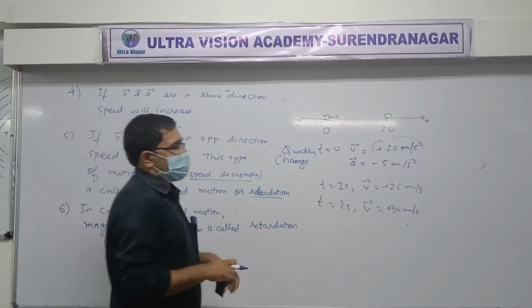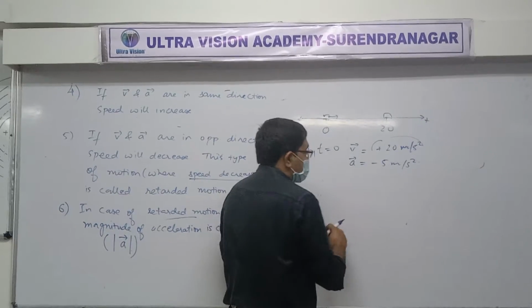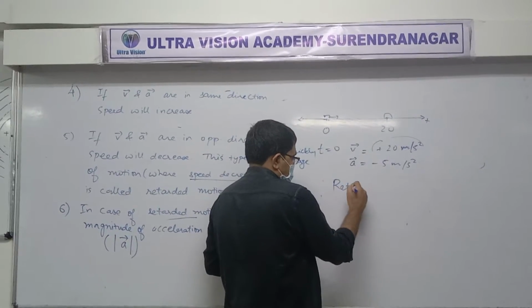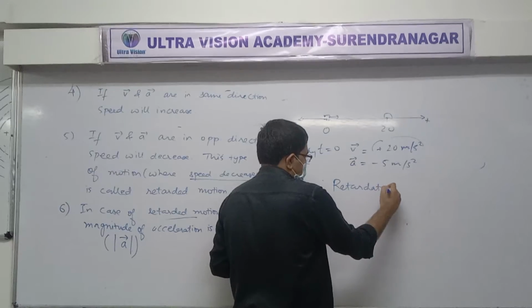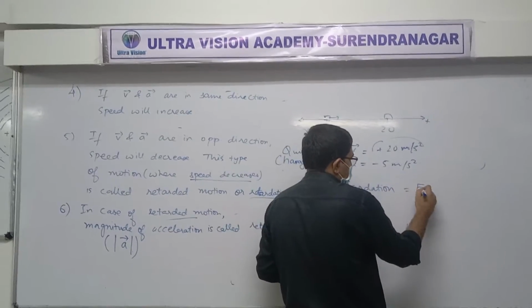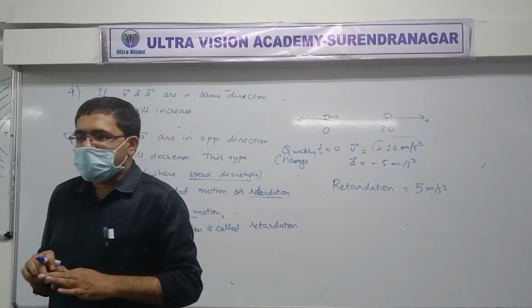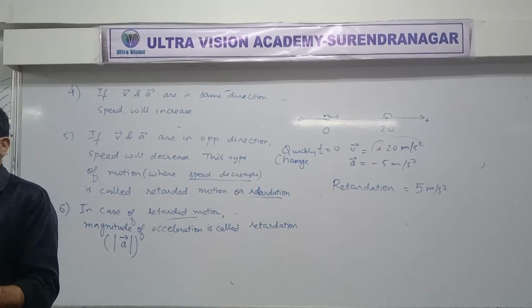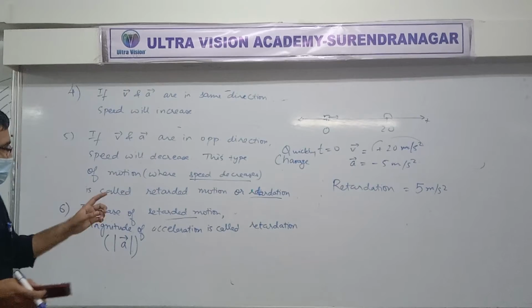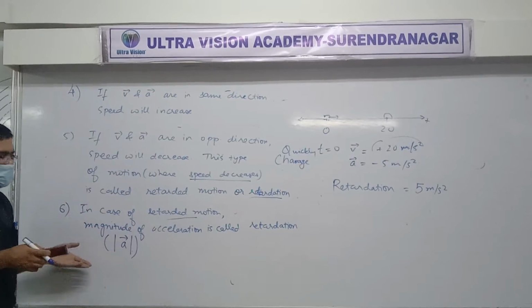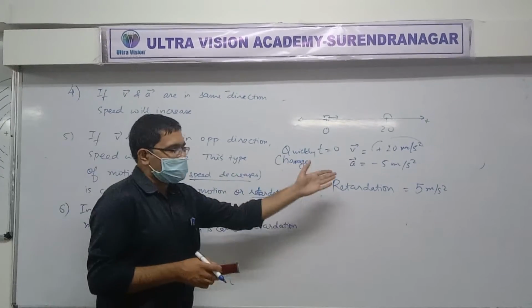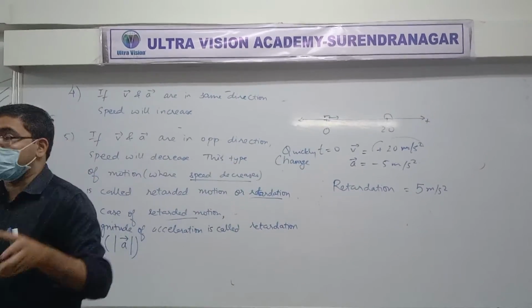Now in this case, if someone would ask you, what is the value of retardation? Then it will be 5 meters per second squared. Did you understand why not minus? The modulus of acceleration. The magnitude of acceleration, magnitude means you have to take a modulus. Magnitude of acceleration is called retardation in that case. Not always.